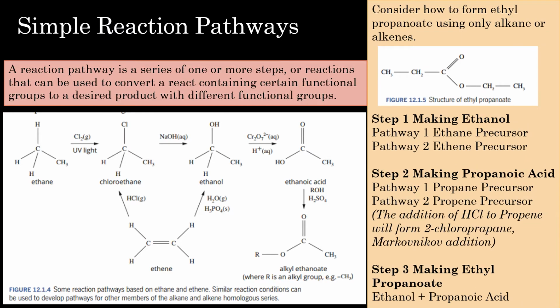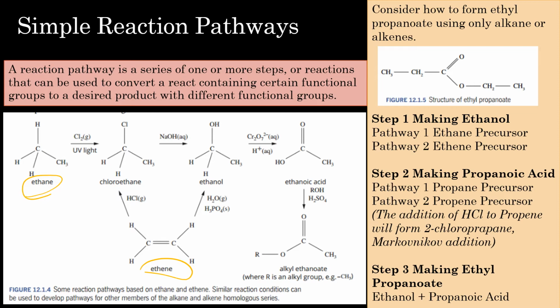Reaction pathways are just a series of one or more steps or reactions that can be used to convert a reactant containing certain functional groups to a desired product with different functional groups. So if we have a look here, we've got alkanes and alkenes. Okay, so we've got an ethane and an ethene here, and you can get the same idea if it's propane or propene or methane. Well, we wouldn't get methane, but you get the idea.